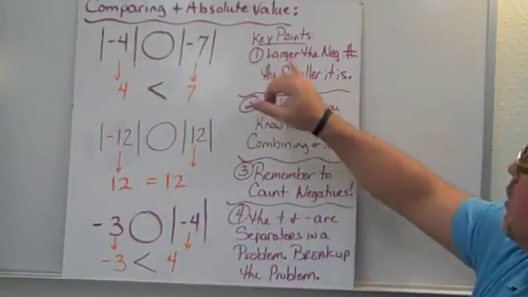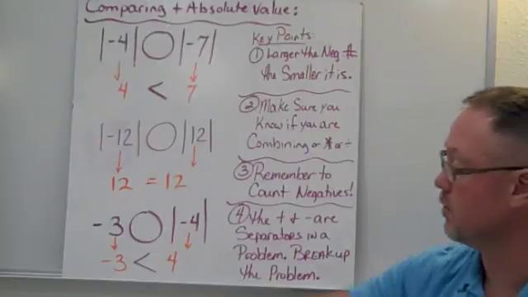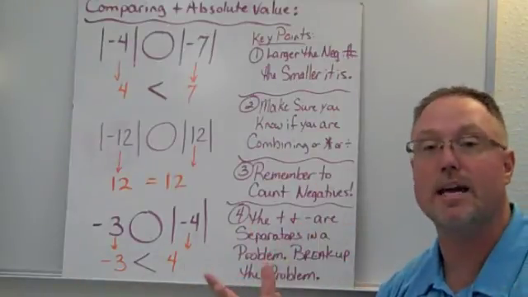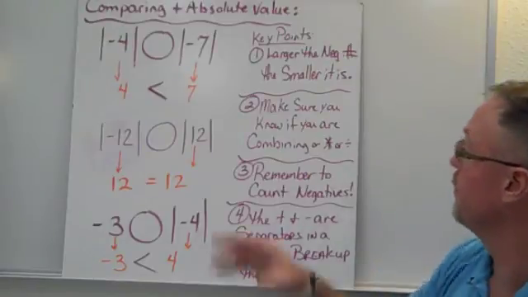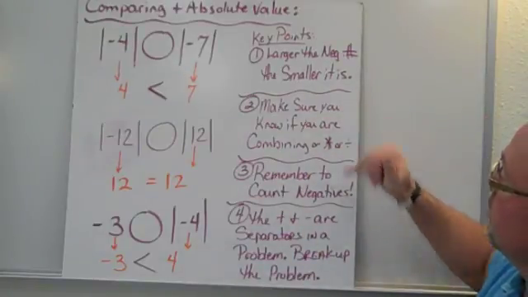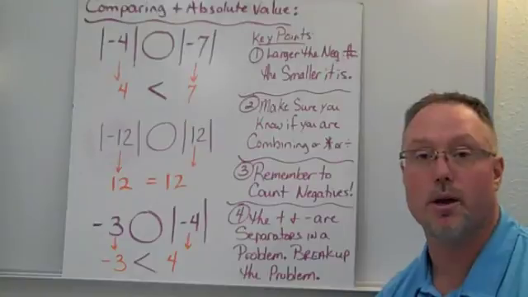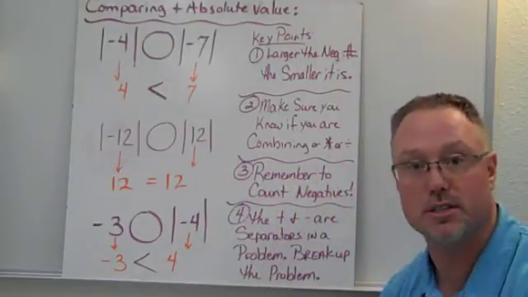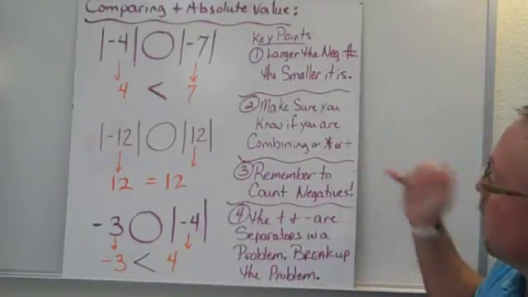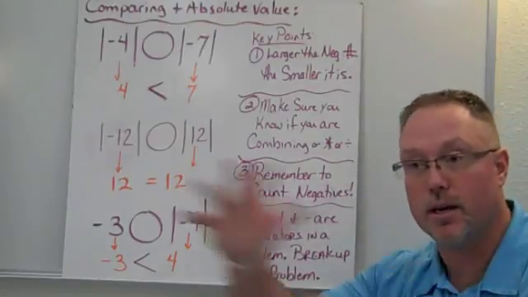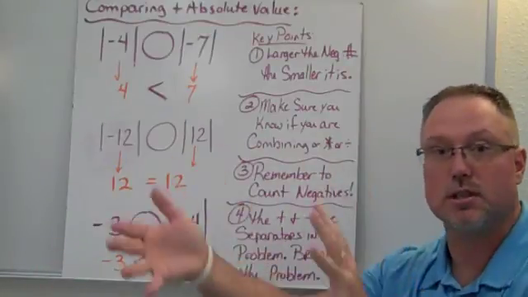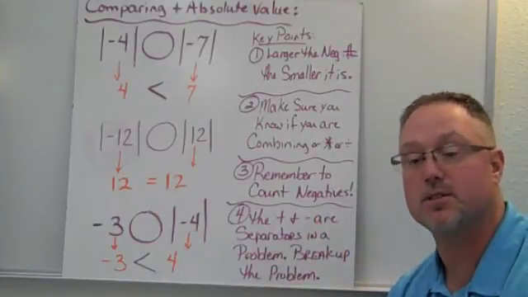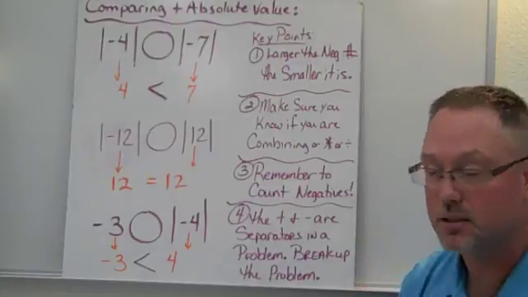Key points: 1, the larger the negative, the smaller it is. So if you're comparing numbers and I have two negatives, the larger negative is actually the smaller number. 2, make sure that if you're combining or you're multiplying or dividing, that's where the key is in knowing what your operation is in your problem. Remember to count the negatives. Remember, we don't care about the positive, we're looking just at the negatives. And if we have an odd number of negatives, we have a negative answer. Even number of negatives, we get a positive answer.